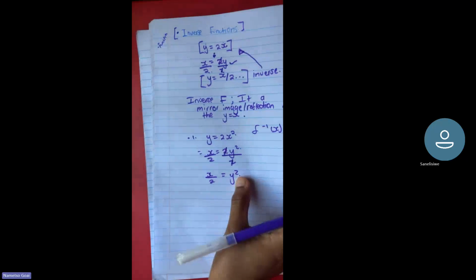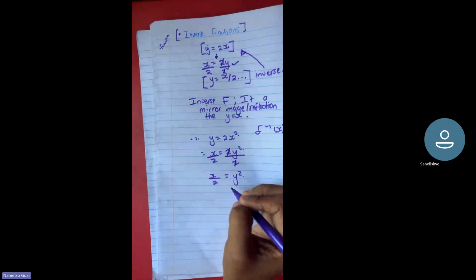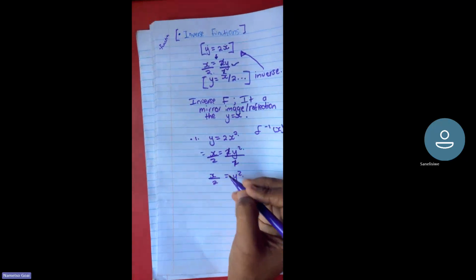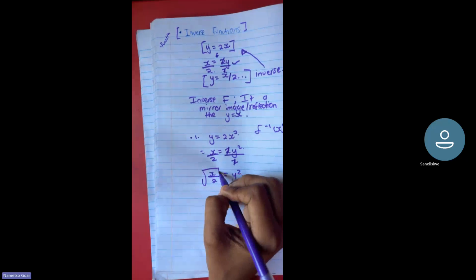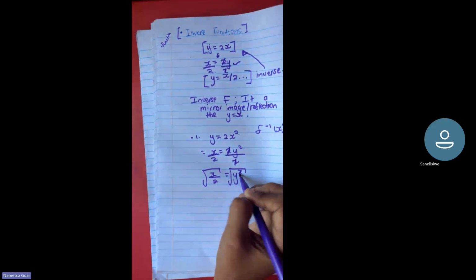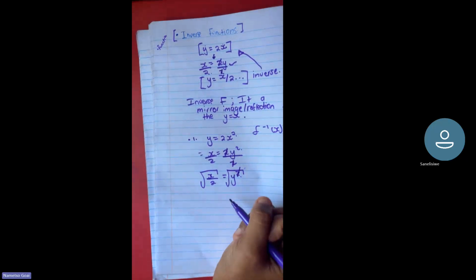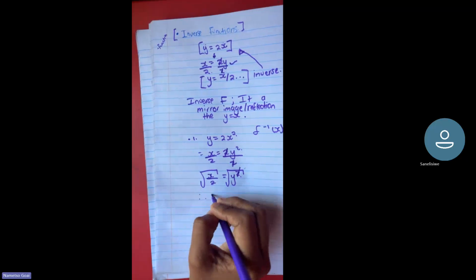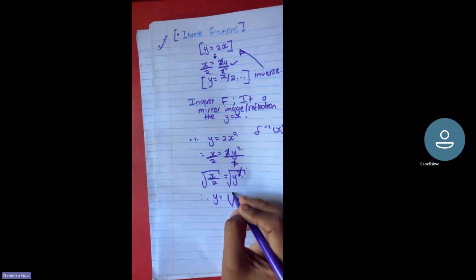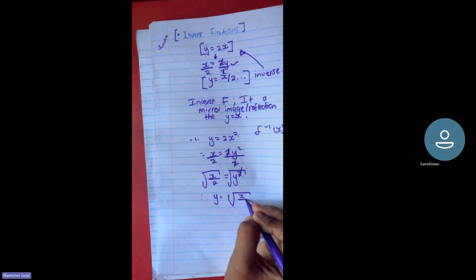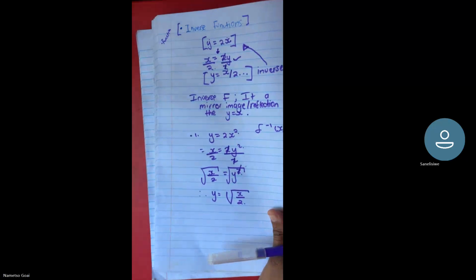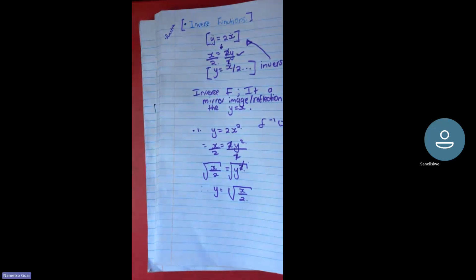But because this is y squared, you can't work with this. You need to introduce the square root on both sides. So this would look like this, and then this would also look like this. These two are going to cancel one another out. So you're now left with y equals root of x over 2. This is how you'd find the inverse of this.